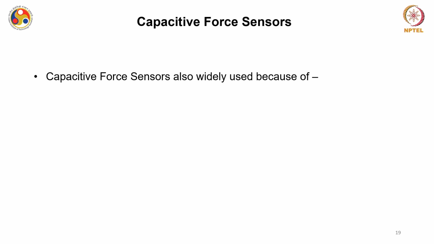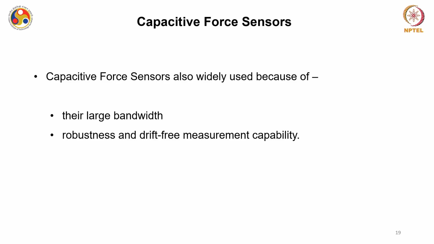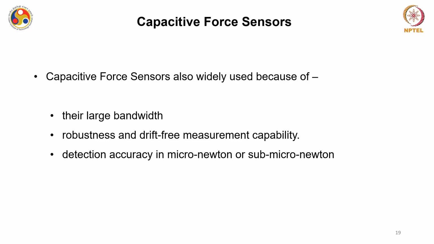So capacitive force sensors are also widely used because of their large bandwidth, as we have already seen. The robustness and drift-free measurement capability of this capacitive force sensor make them usable in medical devices and other IoT applications. Their detection accuracy in micronewton or even sub-micronewton is one of the biggest advantages and makes them useful in many other automation applications.